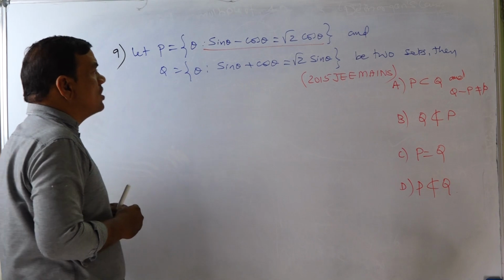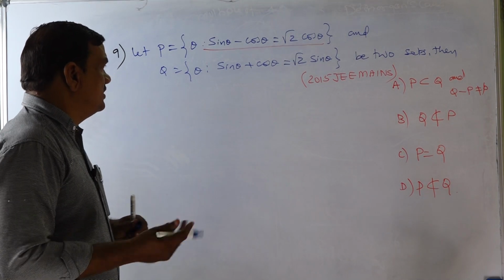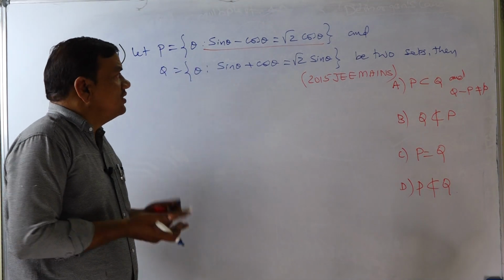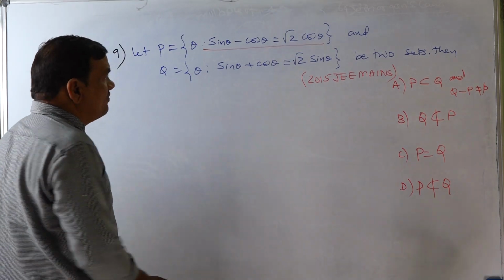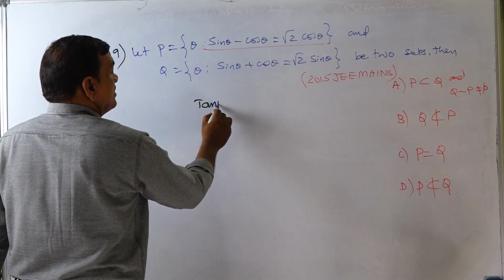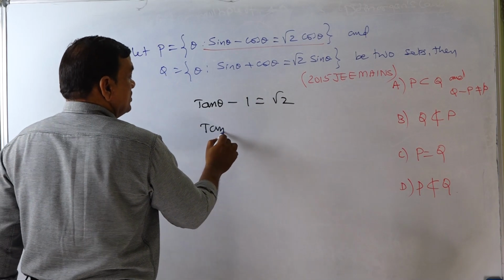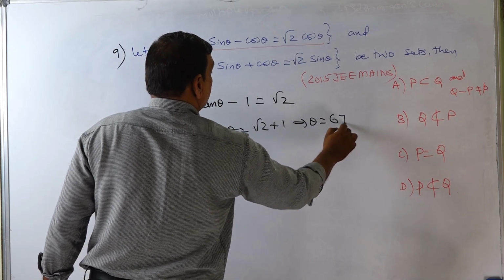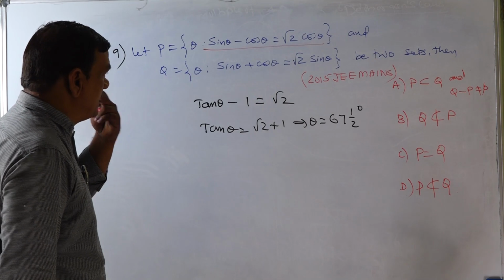Sin theta minus cos theta is equal to root 2 cos theta. Theta is not given anything, so this equation will be satisfied by different values of theta. Let us divide with cos theta. Sin theta by cos theta is tan theta, so tan theta minus 1 is equal to root 2. So tan theta is equal to root 2 plus 1. This implies theta is equal to 67.5 degrees. Right.